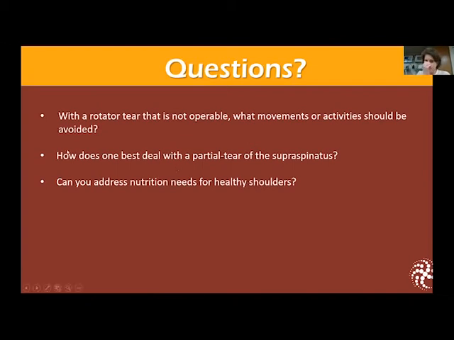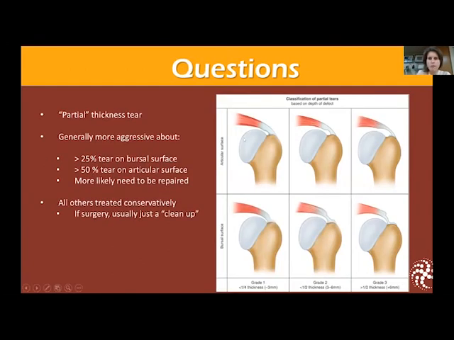So how does one best deal with a partial tear of the supraspinatus? We talked about this earlier, so I put up a picture of what we talk about when we talk about partial tears. I always say the rotator cuff is string cheese. So partial tears means that there are some parts of the fibers that are torn off, but it's not a through and through tear. So the tissue is still otherwise intact.